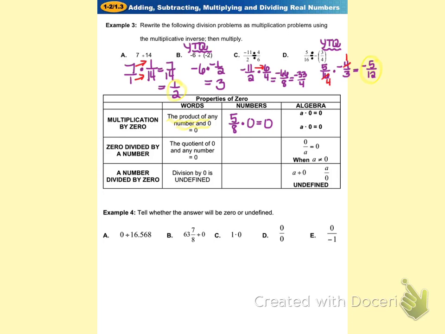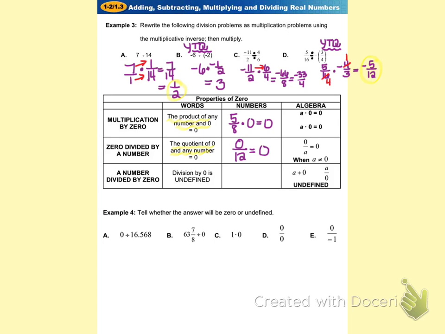Now what about if we divide 0 by any number? Well, 0 divided by any number is just simply 0. So the quotient of 0 and any number is 0. For example, if I wanted to divide 0 by 12, well, that's 0. So anything multiplied by 0 is 0. 0 divided by anything is 0.